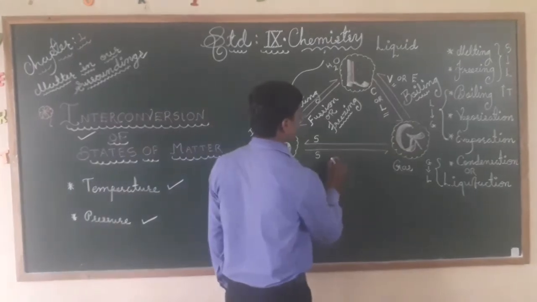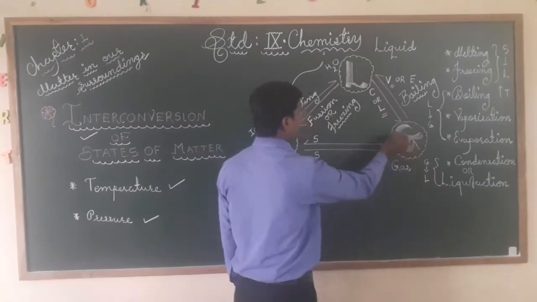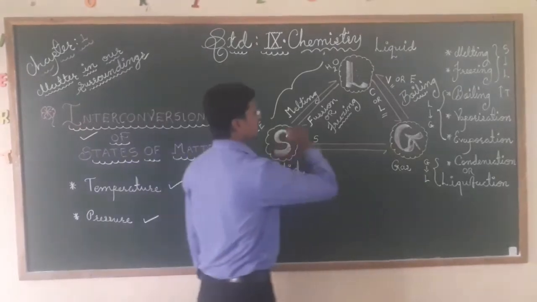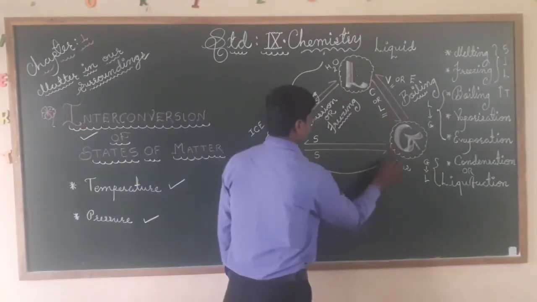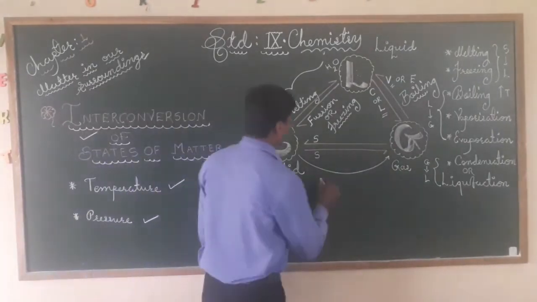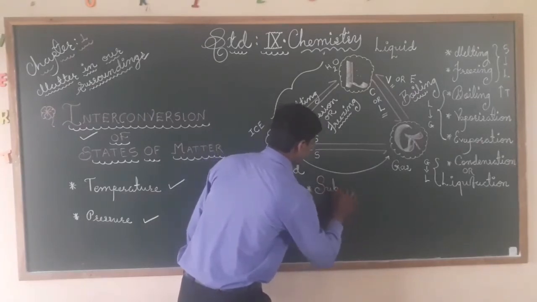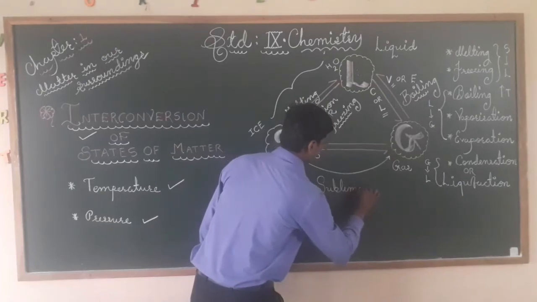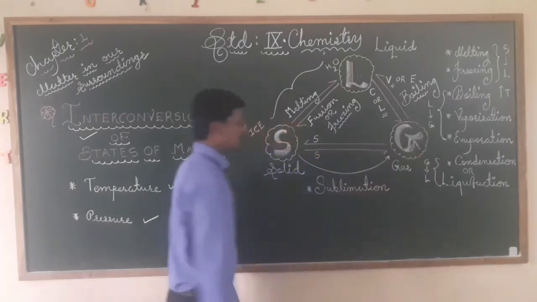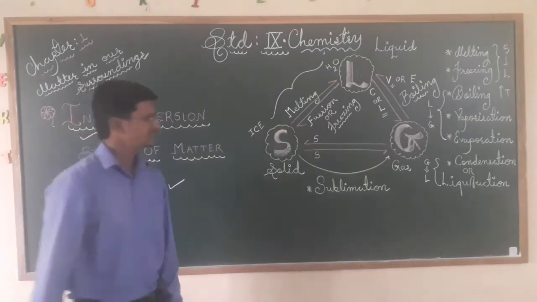Now here is an important step we are going to discuss. Sometimes a solid converts directly to gas without going into the liquid state. Remember that: a solid converts directly into gas without going through the liquid state. That is called sublimation. Now, will you give me an example of solid to direct gas?